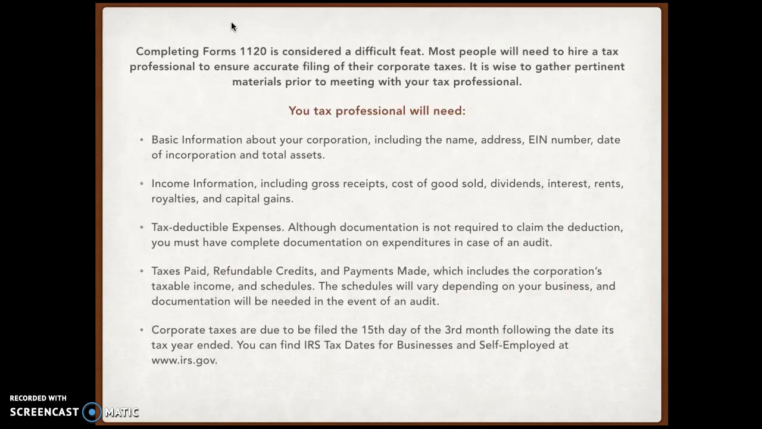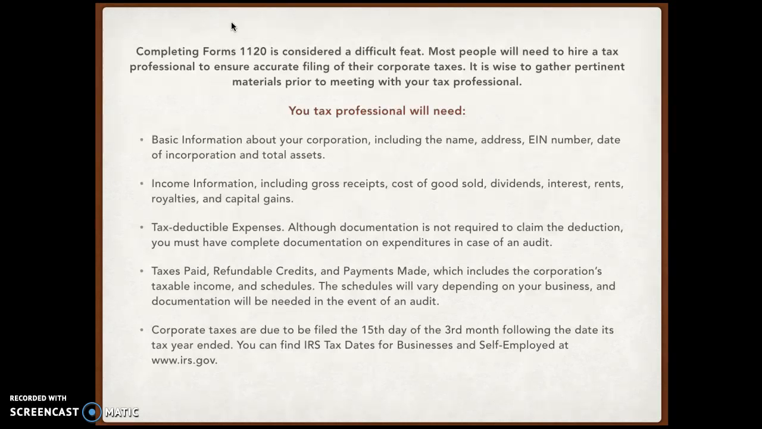Completing Forms 1120 is considered a difficult feat. Most people will need to hire a tax professional to ensure accurate filing of their corporate taxes. It's wise to gather the pertinent information prior to meeting your tax professional. Your tax professional will need things such as your basic information about your corporation, including the name, address, EIN number, date of incorporation, and the total assets.